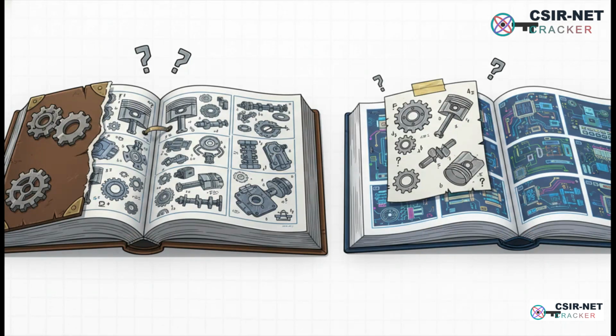So the crucial point here is that the information isn't lost, it's just in the totally wrong place. It's like taking a page from the engine manual and sticking it right in the middle of the electrical wiring guide. You can see how that would cause a lot of confusion for the cell.